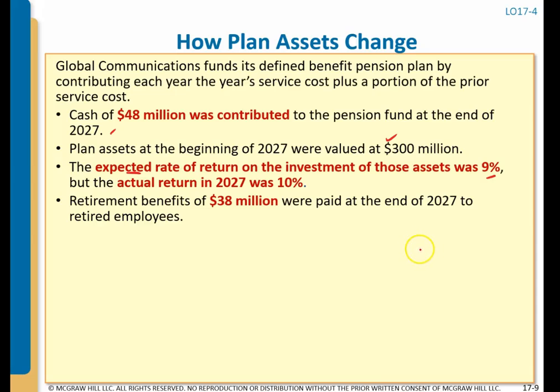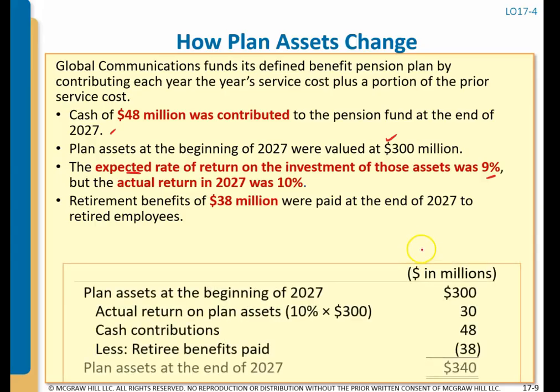So let's look to see what happened to our plan asset account rolling it forward from the beginning of the year to the end of the year. We're told in the beginning of the year that it is $300 million.